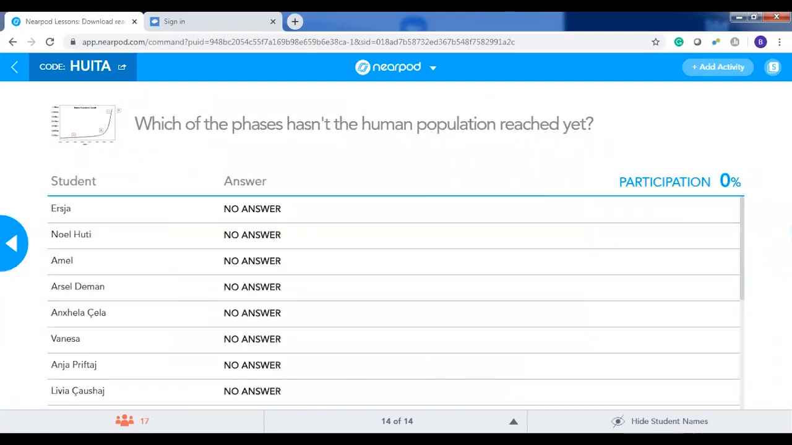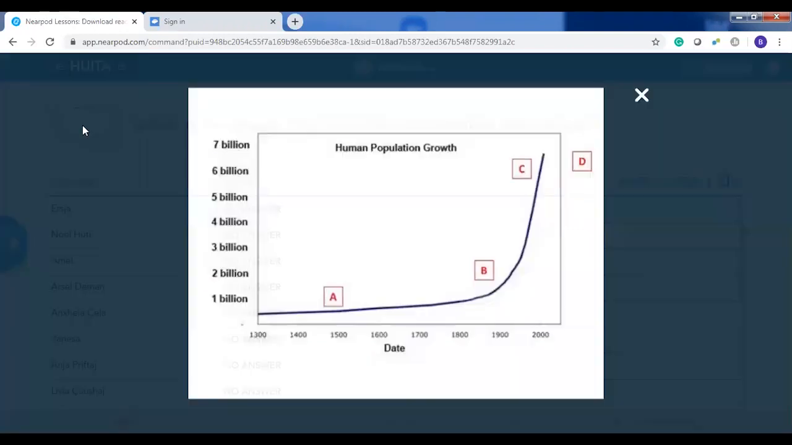Okay, now you have a question here. You are going to write which phases the human population hasn't reached yet. So you have the graph of the human population.